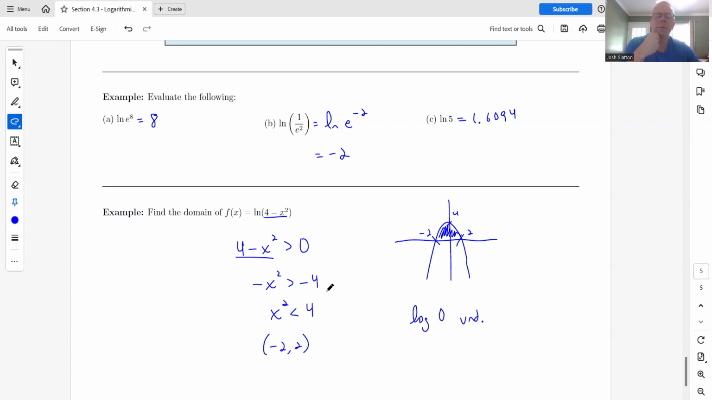That's why we don't have the equal part here. Whenever you have the domain of a log, it's always going to be parentheses. We're never including these endpoints because you cannot have it equal to 0. Log of 0 is undefined for any base.